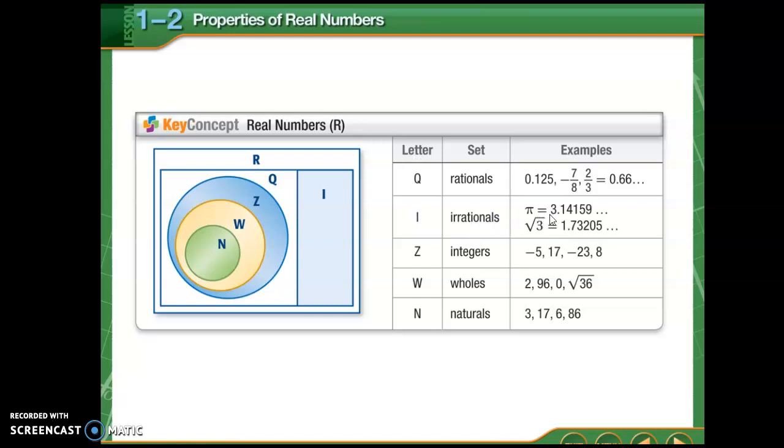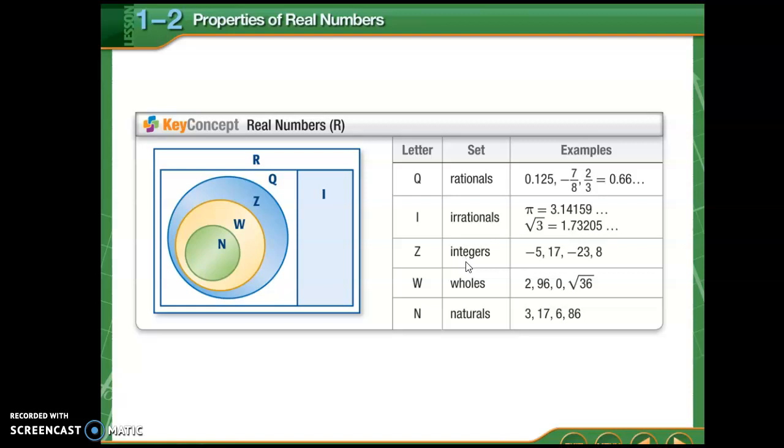Your decimals are not repeating, like for example the value of pi, or square root of 3. Radicals are irrationals as long as you cannot get the root of that number.